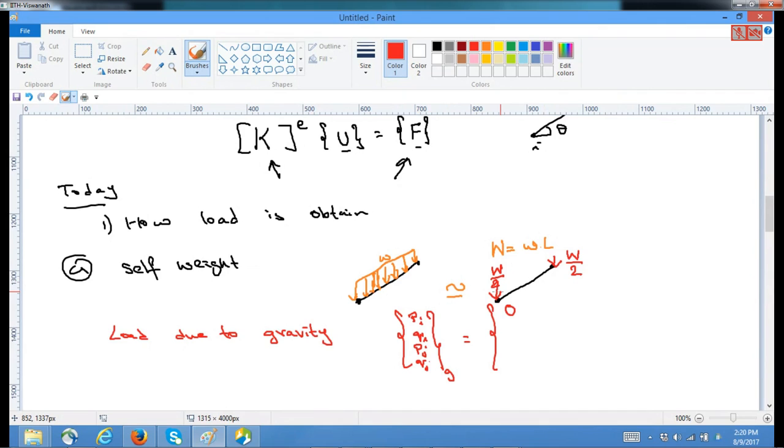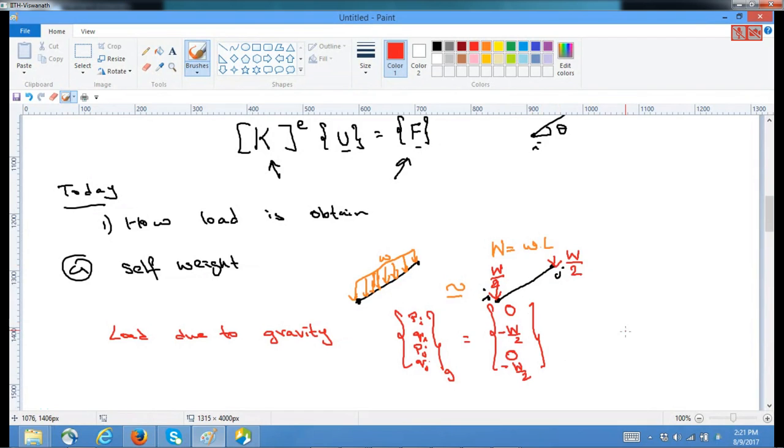At I and J, now coming to the vertical load, it is in the negative direction. So this is minus W by 2. This is again the horizontal load at J, which is 0, and the vertical load at J is W by 2. This is due to the point load.